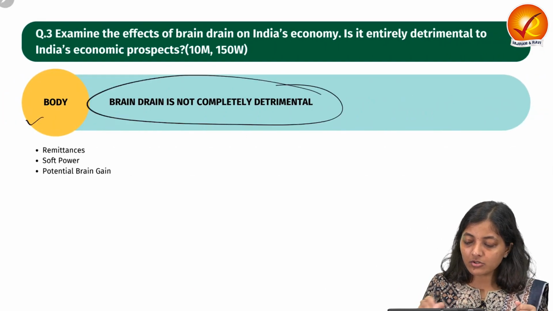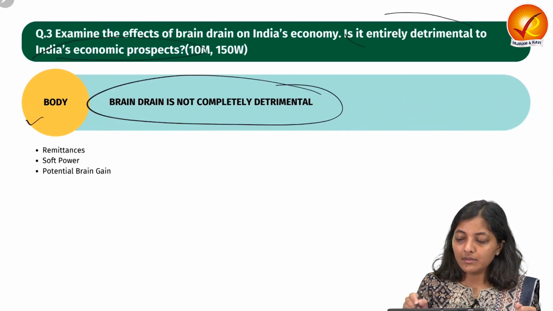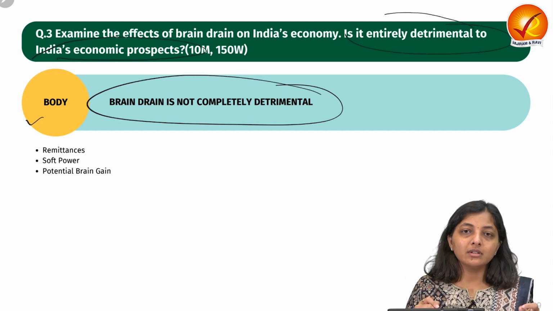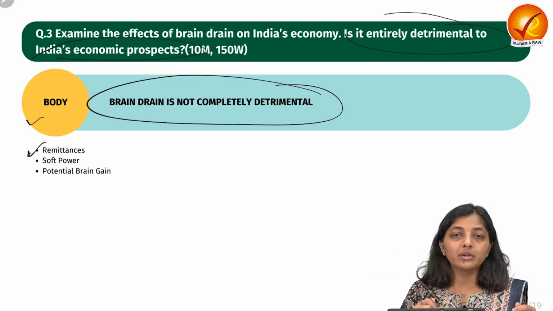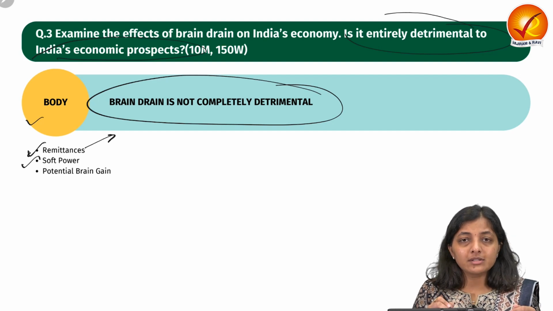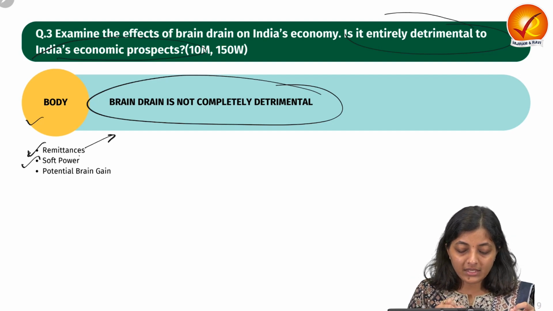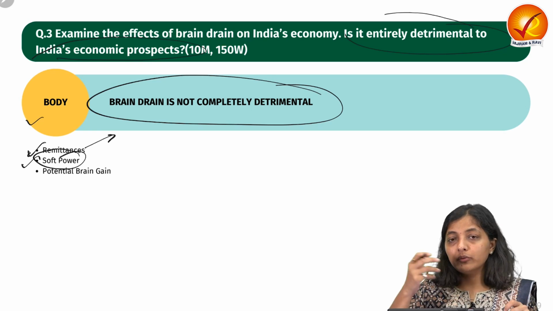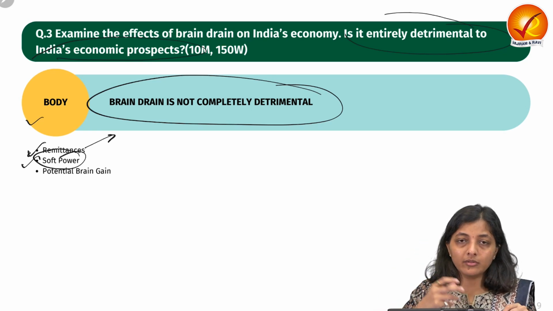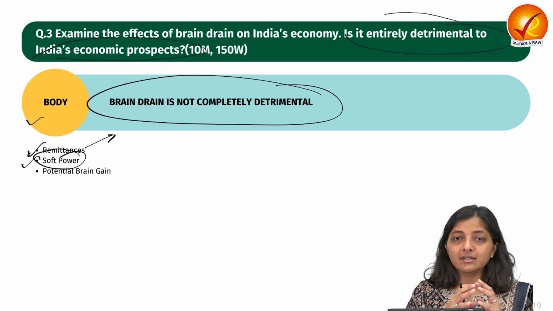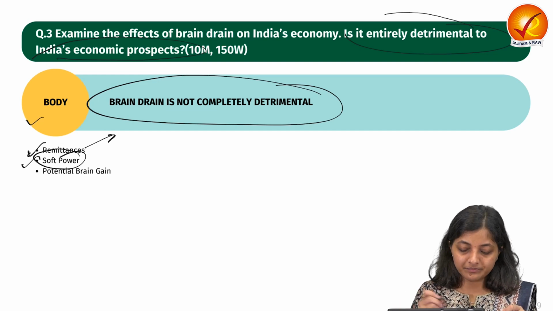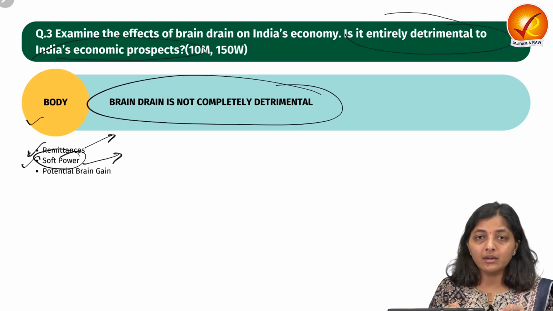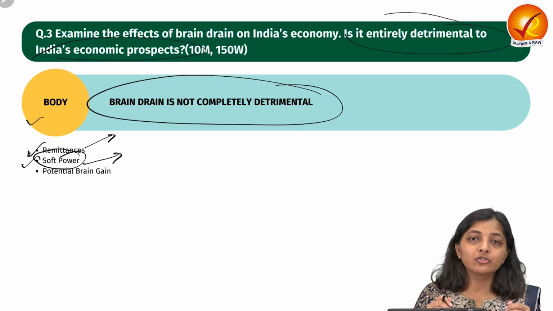Then next, brain drain is not completely detrimental, meaning there are some positive impacts of brain drain. The first is remittances: they send remittances from the host countries to their home country. You can give some example of what the remittances to India are. Then it creates soft power. By highly skilled people migrating from India to highly developed nations, a strong Indian diaspora forms in other countries. This creates soft power and soft diplomatic ties, which helps in creating diplomatic capital.